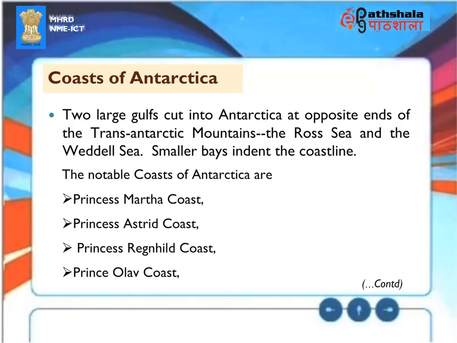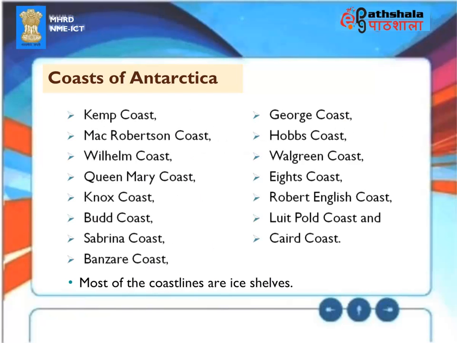The notable coasts of Antarctica are Princess Martha Coast, Princess Astrid Coast, Princess Regnhild Coast, Prince Olav Coast, Kemp Coast, Mac Robertson Coast, Wilhelm Coast, Queen Mary Coast, Knox Coast, Bud Coast, Sabrina Coast, Banzer Coast, George Coast, Hobbs Coast, Walgreen Coast, Yates Coast, Robert English Coast, Luitpold Coast, and Caird Coast. Most of the coastlines are ice shelves.